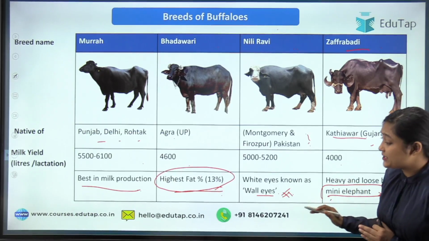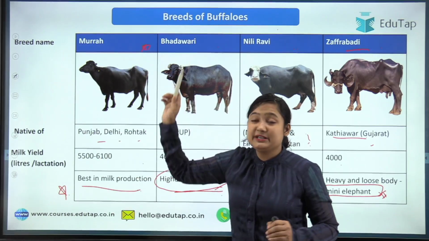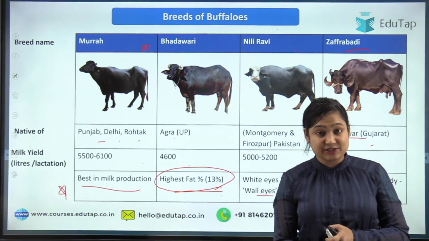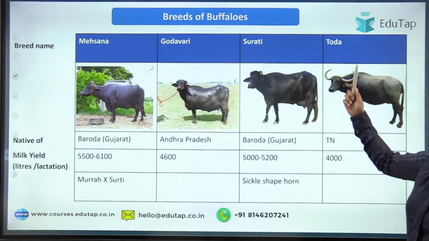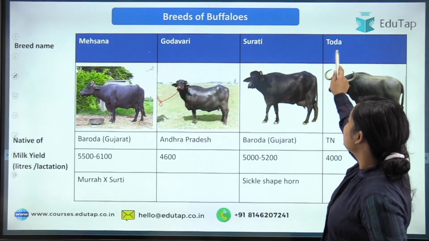So I think this box is very important for your NABARD examination, and these breed names are very important for your NABARD examination. Do remember the categorization. Okay. Now moving to the next breeds of buffalo. So Mehsana is there, Godavari is there, Surti is there, and Toda is there.